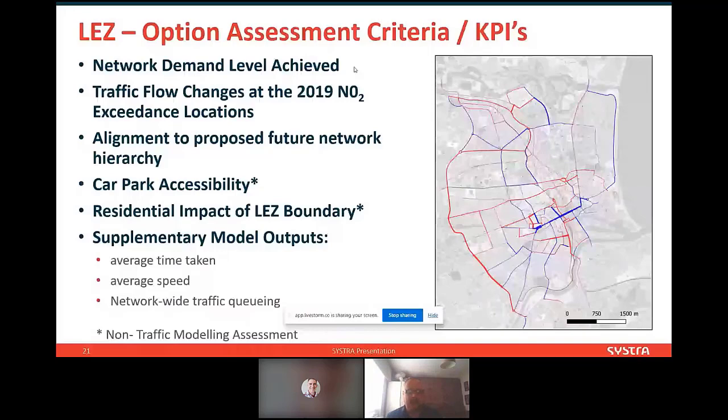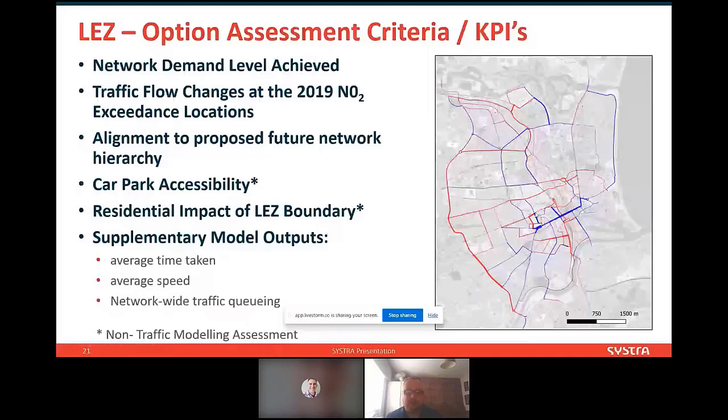The next key element was what were the traffic flow changes at the exceedance locations? I highlighted these 14 locations earlier where there were known exceedances. So what was happening at those locations when we were running the different low emission zones? We also had to look at how it was aligned to the proposed future network hierarchy, in terms of where traffic flows had increased and decreased and whether these were appropriate roads for traffic displacement.